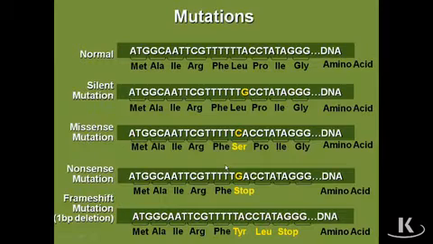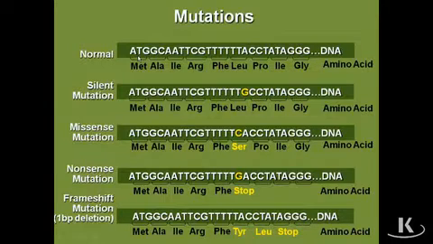Let's look for a second at the mutations. The types of mutations that can happen at the DNA level, which will then cause an altered RNA to be produced, which will then cause an altered protein to be produced. Let's take a peek. Shown at the top here is a normal DNA sequence for some theoretical gene.